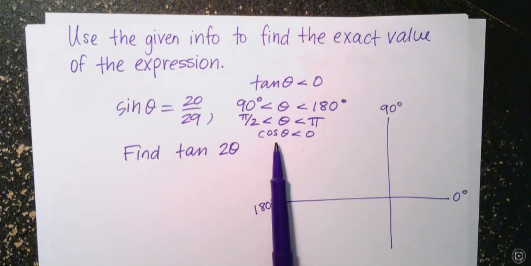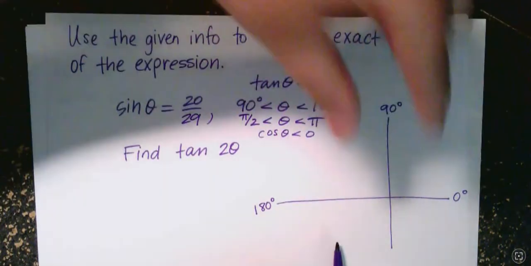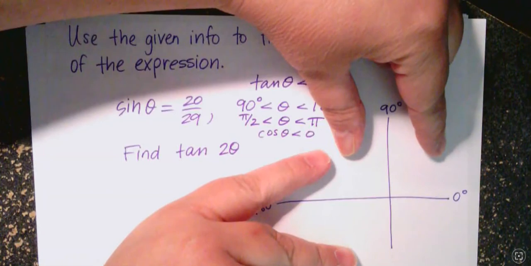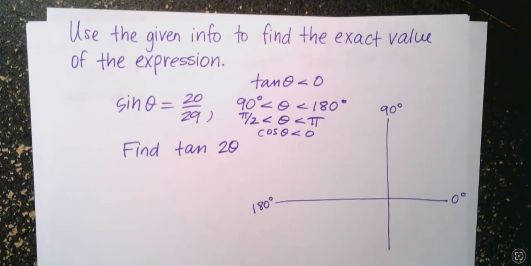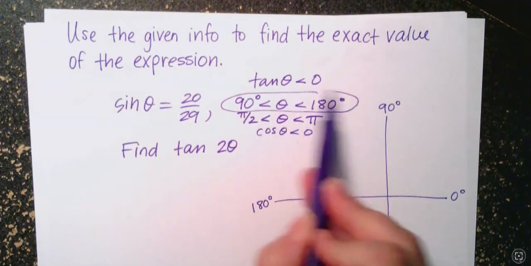Cosine is negative here and here. So if we have sine is positive, that tells me two quadrants. Cosine is negative. The one that both of those are true in is second quadrant. So there's several different ways they could tell me that. This time they used this one.